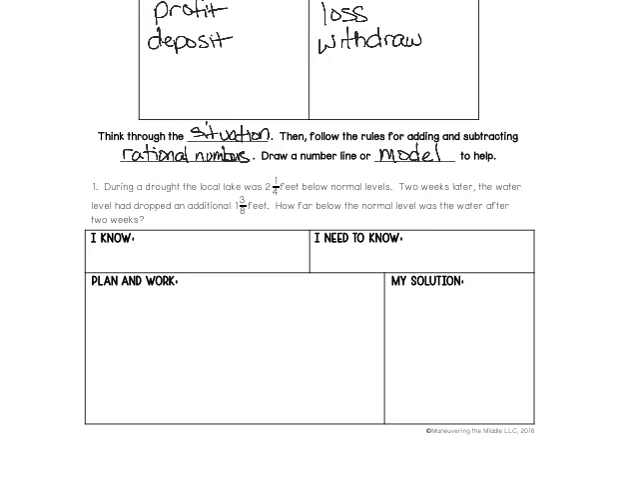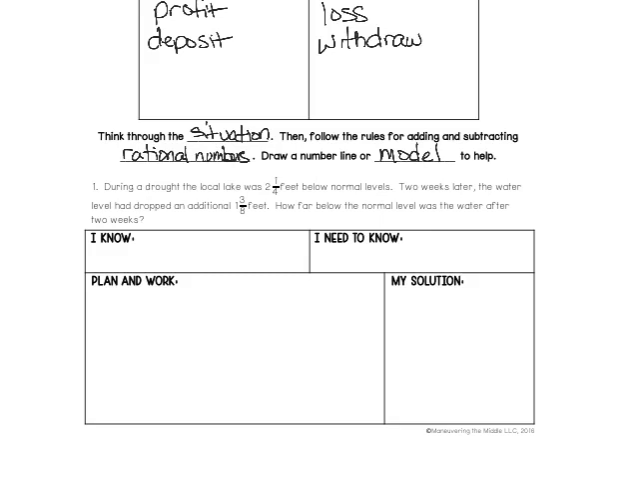So now the first thing we're going to do is look at this problem and think about what we know. What does the problem tell us, the facts that we know? So during a drought, the local lake was 2¼ feet below normal levels. And then 2 weeks later, the water level had dropped an additional 1 3/8 feet. How far below normal level was the water after 2 weeks?